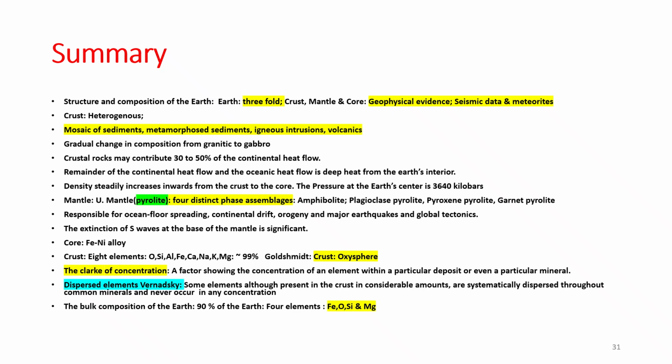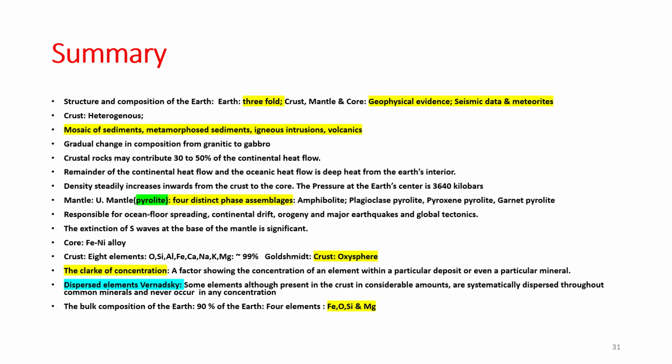The upper mantle has a composition of pyrolite. That means it consists of 3 parts of ultramafic rock and 1 part of basalt. It has 4 distinct phase assemblages, suggested by Ringwood: amphibolite, plagioclase pyrolite, pyroxene pyrolite, and garnet pyrolite. The mantle is a heat engine. It is responsible for ocean floor spreading, continental drift, orogeny, major earthquakes, and global tectonics. The extinction of the secondary waves at the base of the mantle is significant. And the core consists of iron nickel alloy.